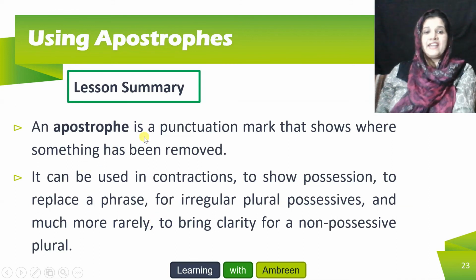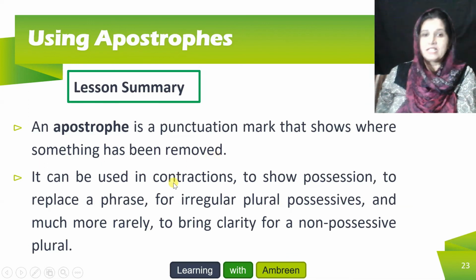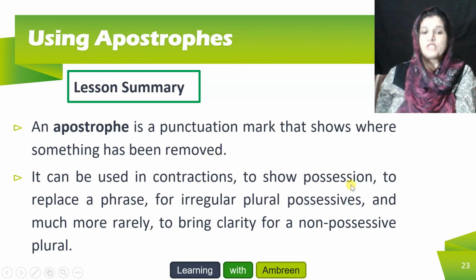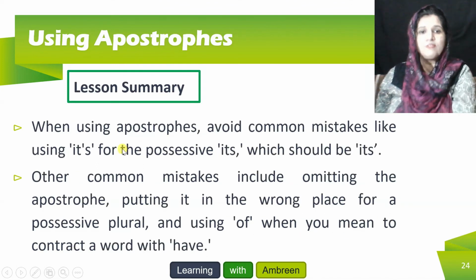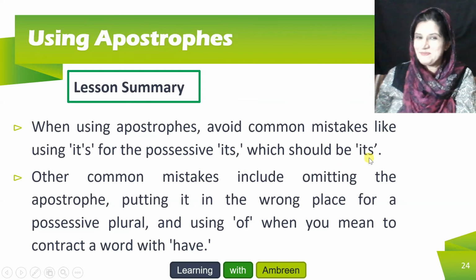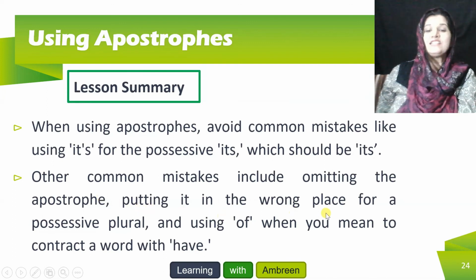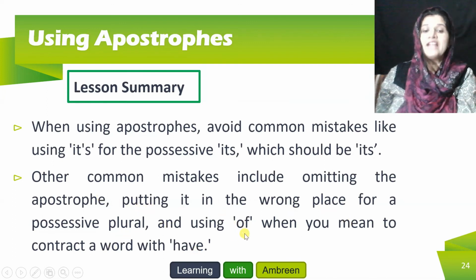Lesson summary. An apostrophe is a punctuation mark that shows where something has been removed. It can be used in contractions, to show possession, to replace a phrase, for irregular plural possessives, and much more rarely to bring clarity for a non-possessive plural. When using apostrophes, avoid common mistakes like using it's for the possessive its, which should be its. Okay. Other common mistakes include omitting the apostrophe, putting it in the wrong place for a possessive plural, and using of when you mean to contract a word with have.